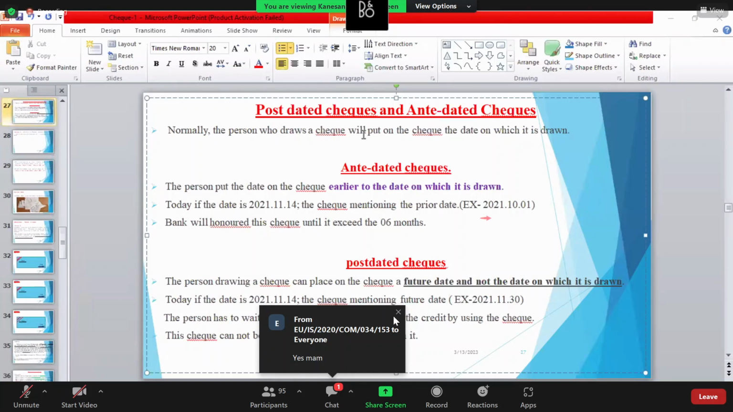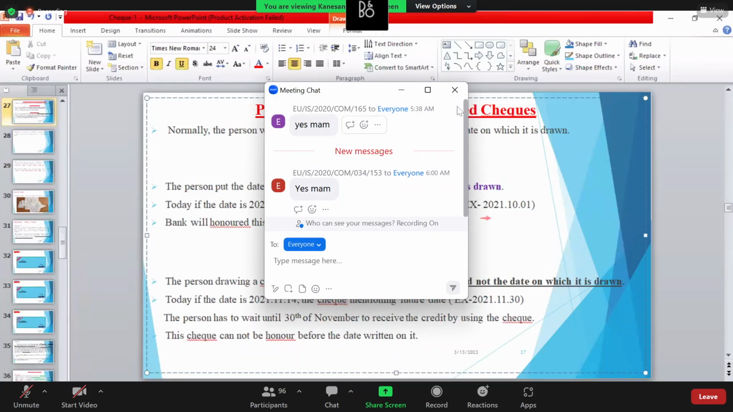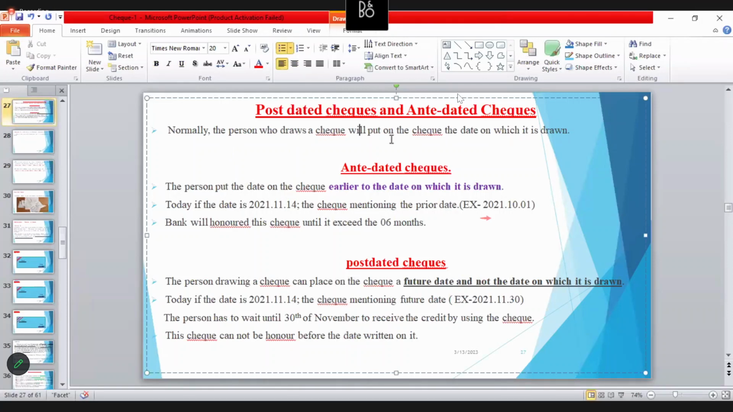Post-dated check, right? Post-dated and antedated check. What is a post-dated and antedated check? Normally, the person who draws a check writes the date on the check. Generally, if you write a check, you should put the date. Without the date, you can't put the amount in figures on the check. The check date is the essential part of the check, right?